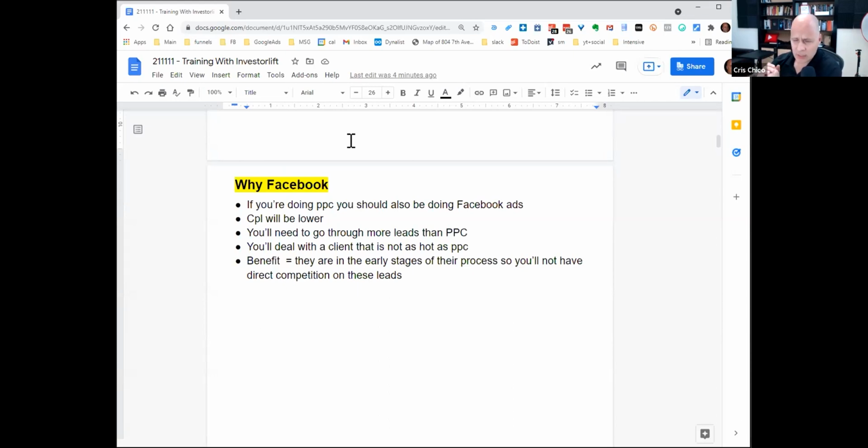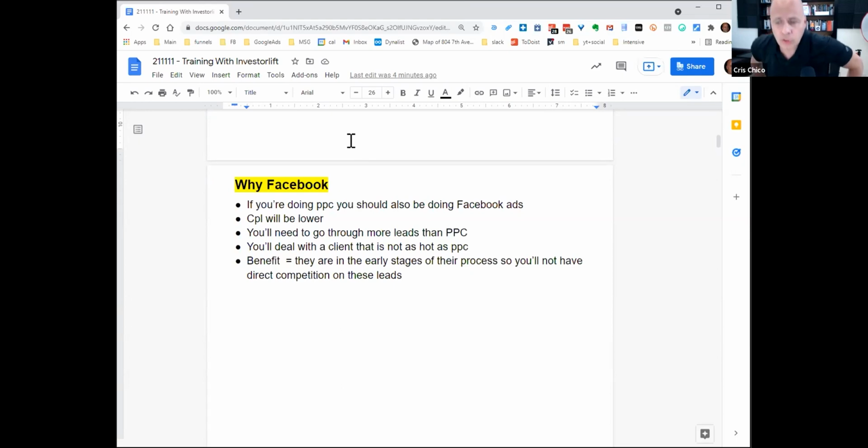The cost per lead is going to be lower, and there are some pluses and minuses around that, which I'll get into. You are going to need to go through more leads than you would with PPC. So if every 15 leads on PPC turns into a deal for you, you likely have to double that with Facebook. You're going to have to deal with a higher lead volume in order to find deals.